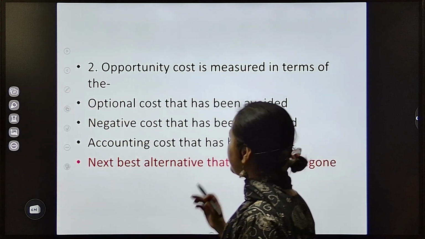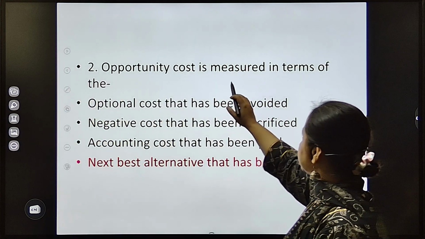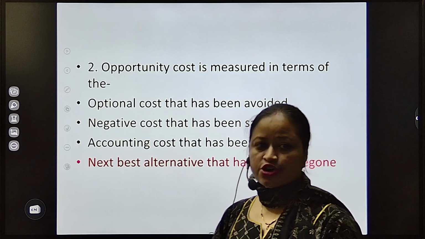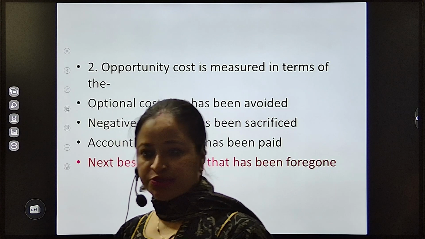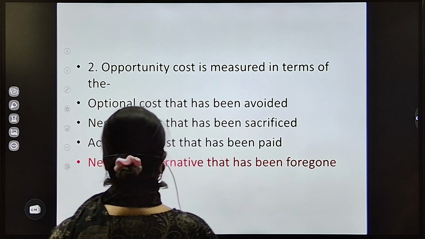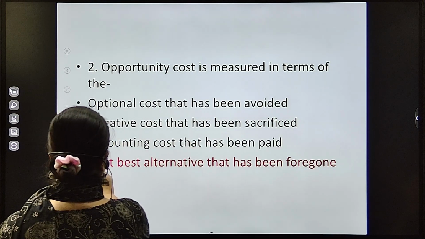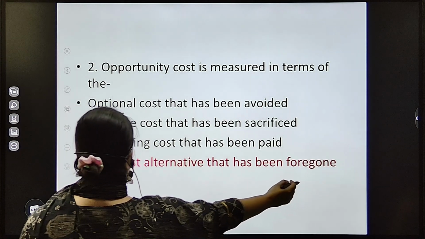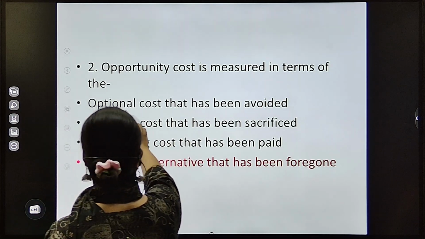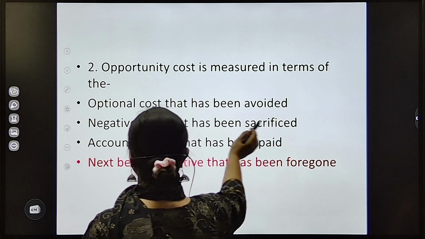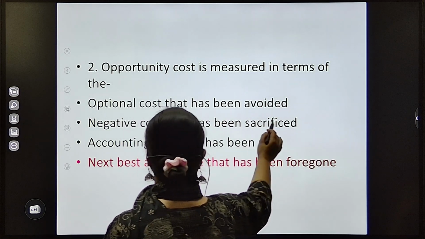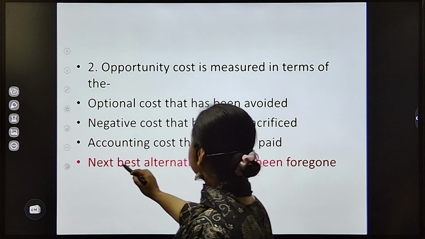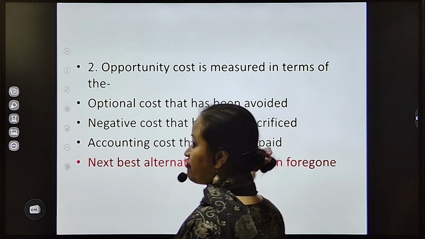Now the next one: opportunity cost is measured in terms of the. What is opportunity cost? The right option is the next best alternative that has been foregone. The options given are optional cost that has been avoided, negative cost that has been sacrificed, accounting cost that has been paid, and next best alternative that has been foregone.